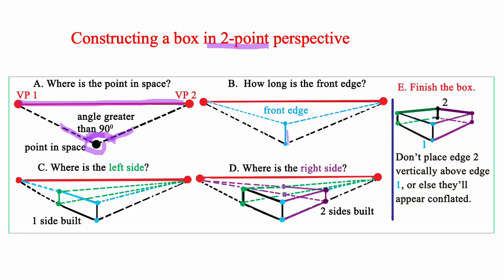Then determine how long you want the front edge to be and connect the top and bottom to both vanishing points. Where do you want the left side? Determine that and connect both ends to the right vanishing point. For the right side, determine where you want it and connect both ends to the left vanishing point. To finish the box, just find the back edge. And don't place that back edge vertically above the one in front, or else they'll appear conflated.